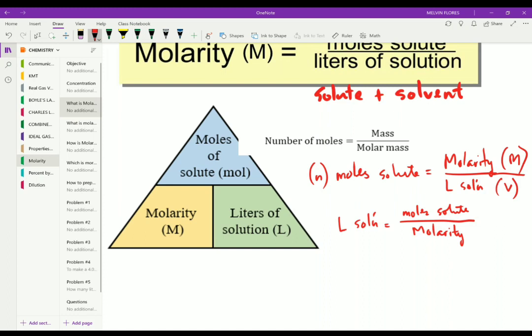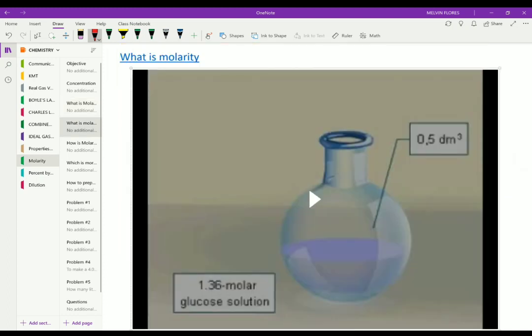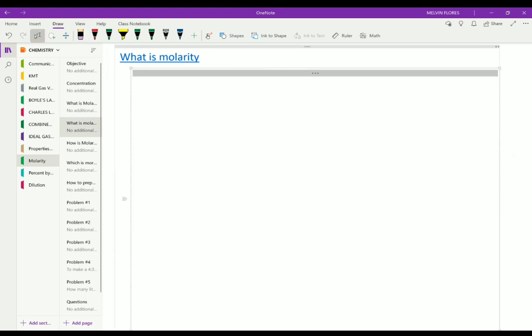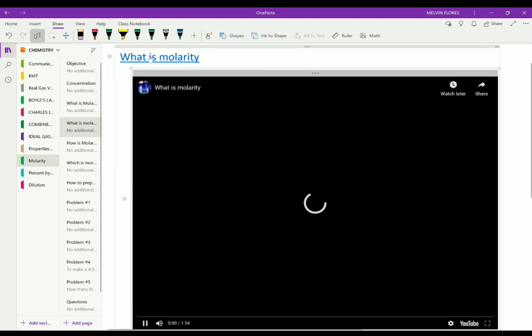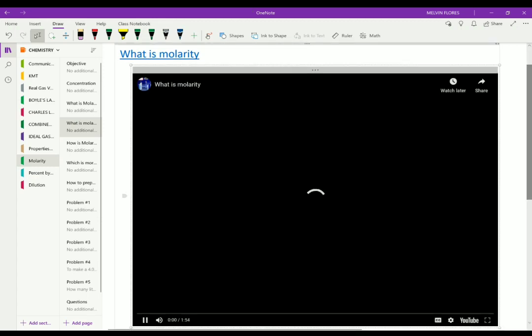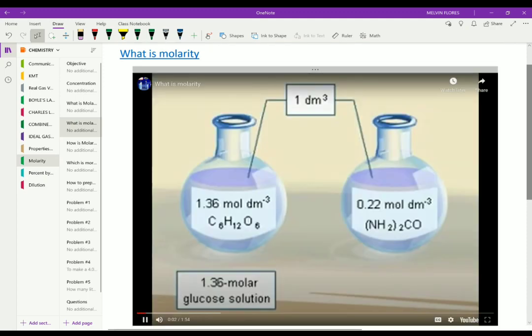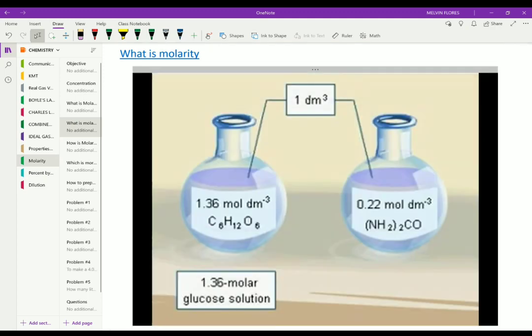All right, let's define molarity more by looking at this video. A 1.36 molar glucose solution contains 1.36 moles of glucose in 1 cubic decimeter of the solution. A 0.22 molar urea solution contains 0.22 moles of urea in 1 cubic decimeter of the solution.